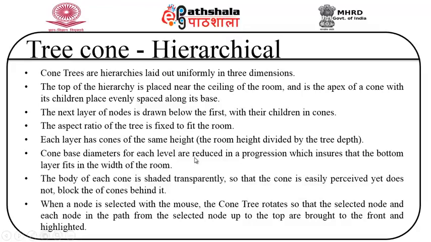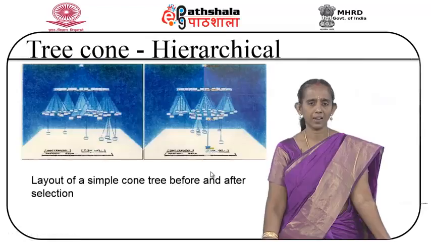Cone base diameters for each level are reduced in a progression which ensures that the bottom layer fits in the width of the room. The body of each cone is shaded transparently so that the cone is easily perceived. It does not block the cones behind it. When a node is selected with a mouse, the cone tree rotates so that the selected node and each node in the path from the selected node up to the top are brought to the front and are highlighted.